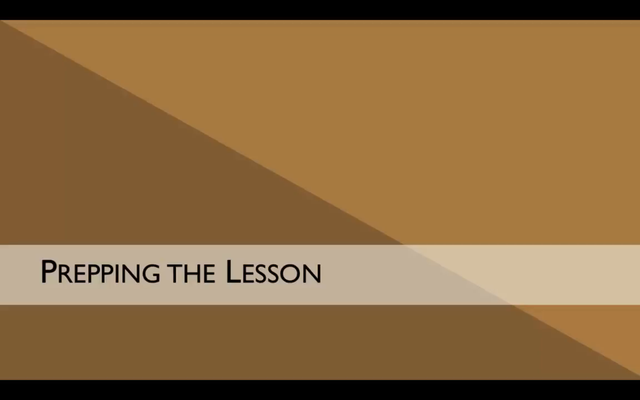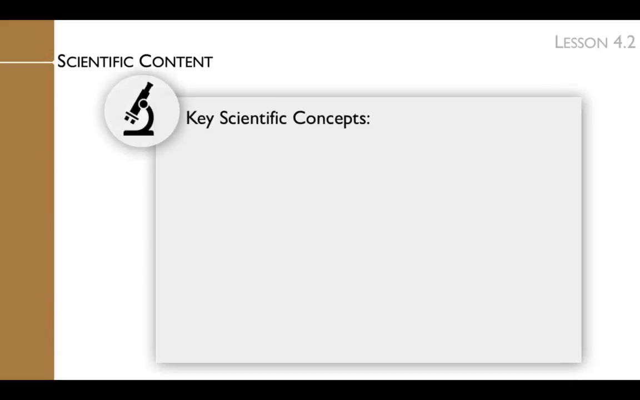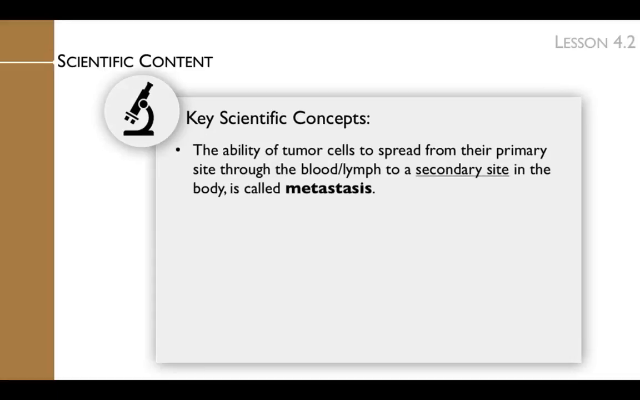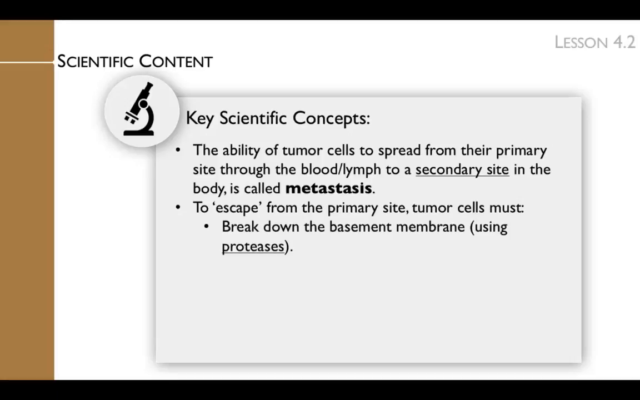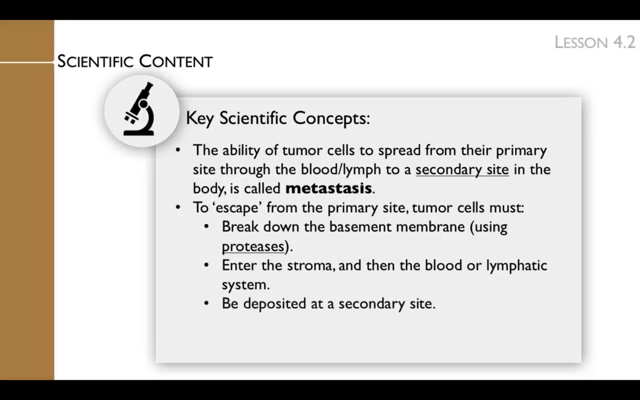To prepare for this lesson, you'll need to review the following key scientific concepts that will be presented throughout this lesson. The ability of tumor cells to spread from their primary site through the blood or lymph to a secondary site in the body is called metastasis. To escape from the primary site, tumor cells must break down the basement membrane using enzymes called proteases, enter the stroma and then the blood or lymphatic system, and be deposited at a secondary site. Specific mutations allow the tumor to acquire these functions.